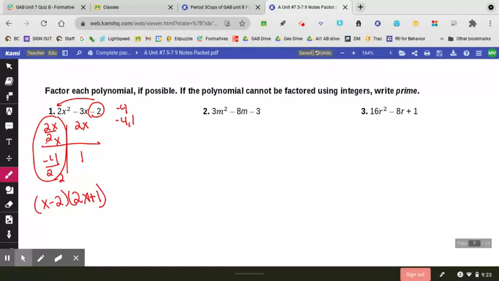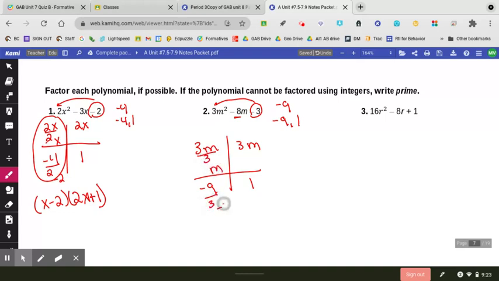I want you to pause and do number 2 and 3 and come back and check. So I do negative 3 times 3, which is negative 9. Numbers that multiply to be negative 9, that add to be negative 8 are negative 9 and 1. So this is 3m and 3m, negative 9, 1. Here I have a common factor of 3, so I divide by 3 and I get m, divide negative 9 by 3 and I get negative 3. So that factored is m minus 3 times 3m plus 1.